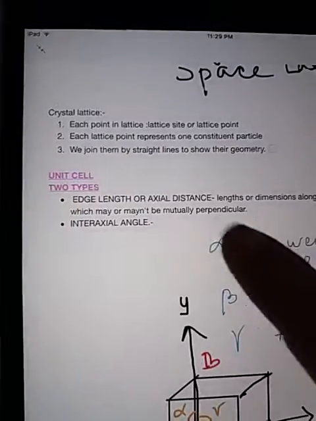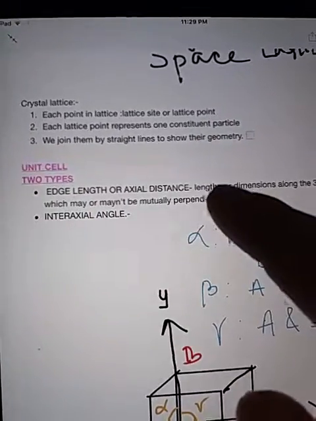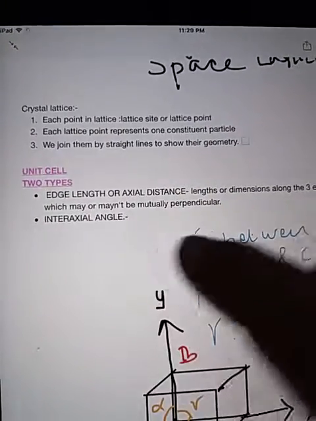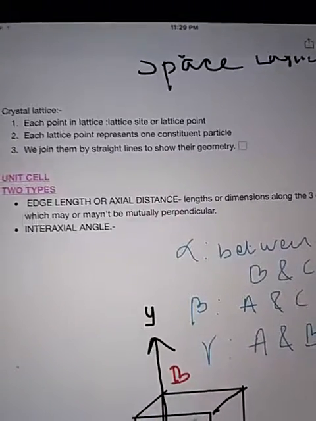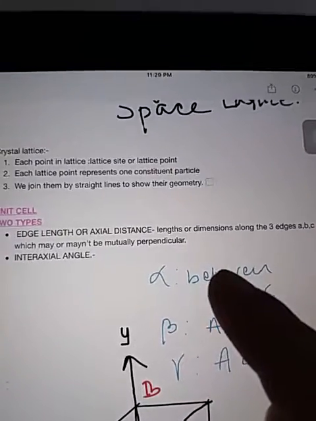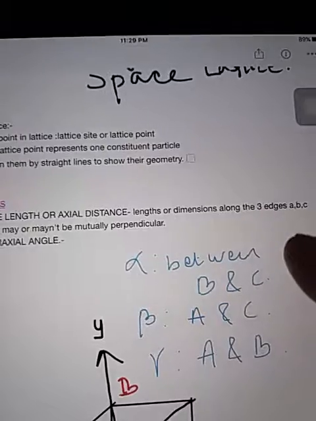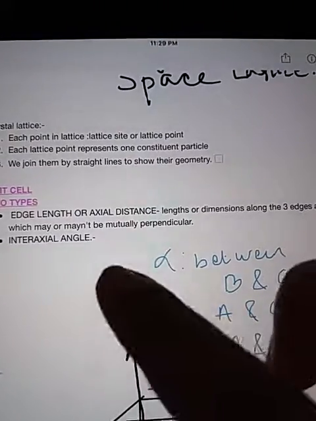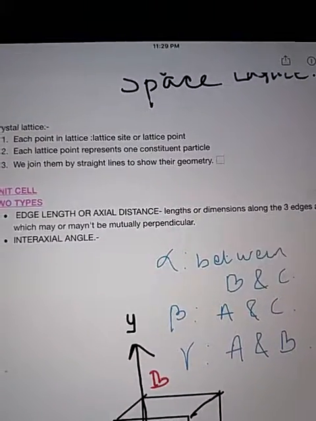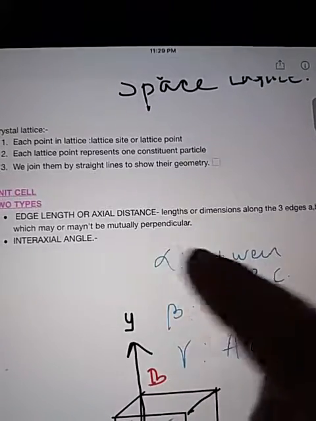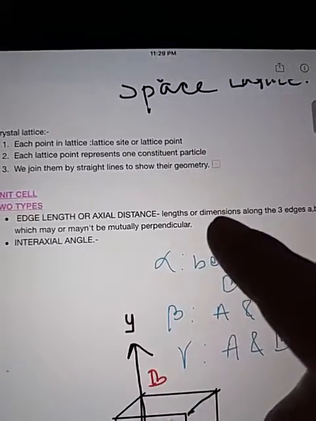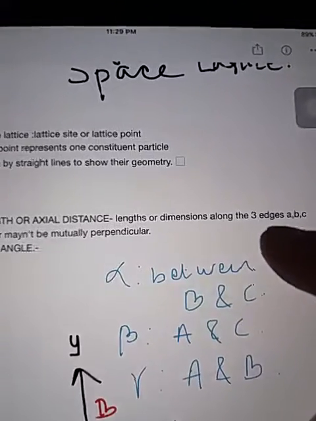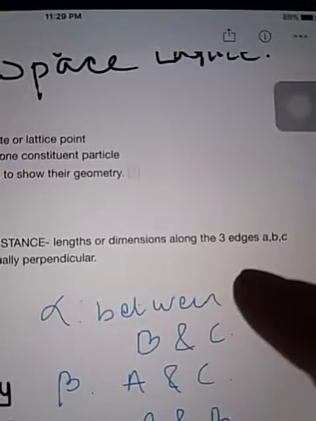Unit cell parameters are of two types. One is edge length or axial distance. The other one is interaxial angle. What is edge length or axial distance? Length or dimensions along the three edges A, B, C, which may or may not be mutually perpendicular. It may or may not be mutually perpendicular, but that is not compulsory. But length or dimensions along the three edges A, B, C only.